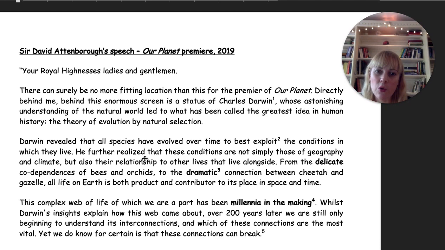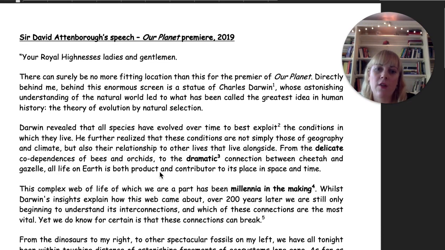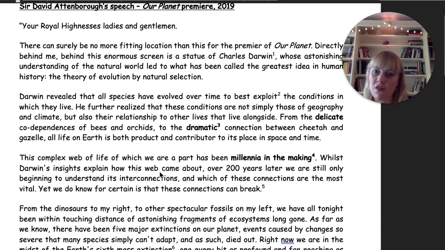Darwin revealed that all species have evolved over time to best exploit the conditions in which they live. He further realised that these conditions are not simply those of geography and climate, but also their relationship to other lives that live alongside. From the delicate codependence of bees and orchids to the dramatic connection between cheetah and gazelle, all life on Earth is both product and contributor to its place in space and time.